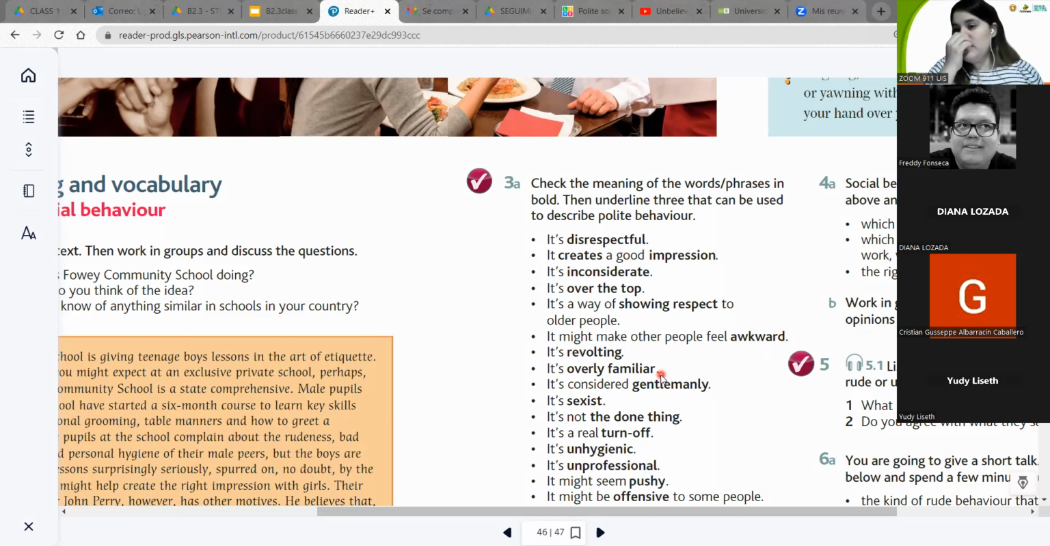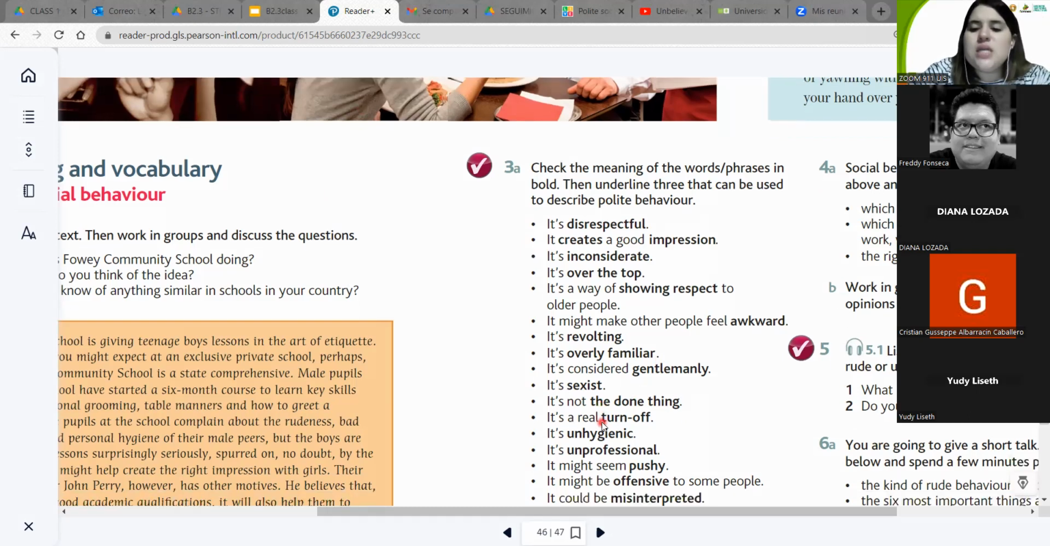It's overly familiar. What is the meaning of that? Overly familiar. That it has been done or said many times in the past, or frequently said or seen. Yes, it can also be used to express that. So it's not new, it's not original. Yes, exactly. What about it's considered gentlemanly? Caballeros. Yes, having manners, to be polite. To be polite, exactly. It's sexist. I think we all understand the meaning of that one.